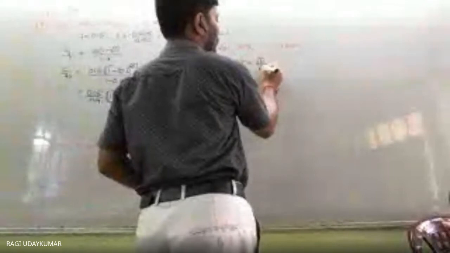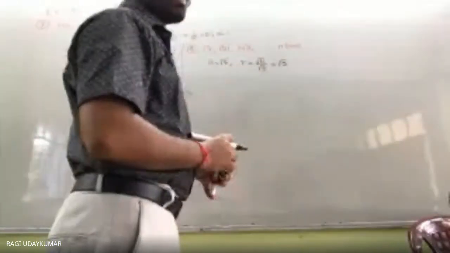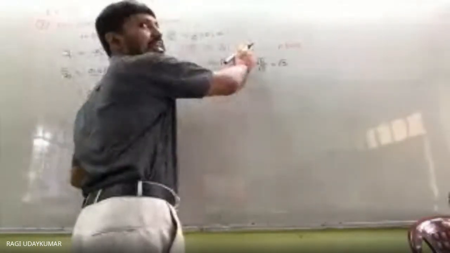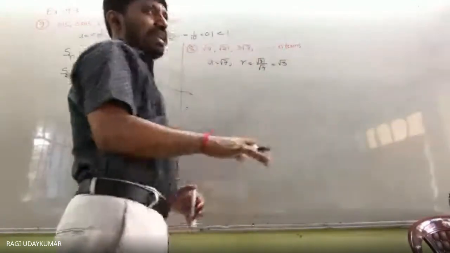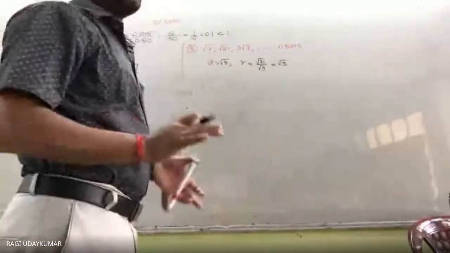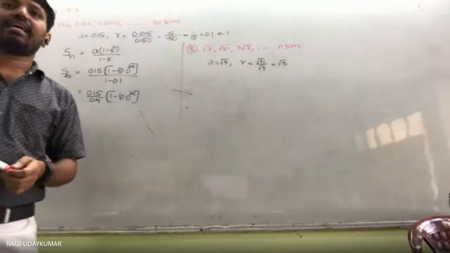What is A here? Actually, whenever you are observing here, A is equal to root 7 and R is equal to root 21 by root 7. This is nothing but root 3, the common ratio. So root 3, whenever you multiply this one, you get 3 root 7. Right, you have to check whether it is a geometric progression or not. Actually, these are all geometric progression, but the question is given mentioning sequence.